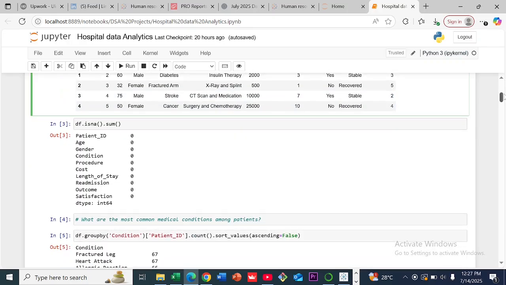Before I go ahead to do that, I want to check if this dataset has any missing values. So I'm calling on the .isna method, and the .sum method will give me the summation of missing values in each column. With this you could see we have 0 missing values in each column, right?